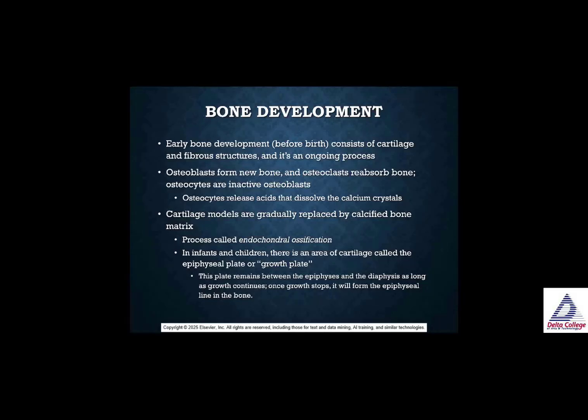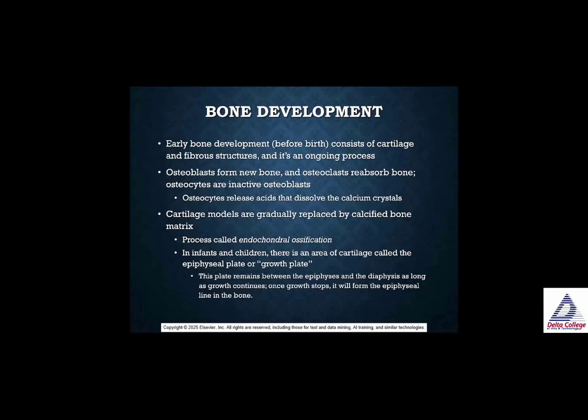Now let's go more into our bone development. So early bone development before birth consists of cartilage and fibrous structures, and it is an ongoing process. Osteoblasts form new bone, and osteoclasts reabsorb bone. Make sure you know that. Osteoblasts form new bone, and osteoclasts reabsorb bone. Osteocytes are inactive osteoblasts.